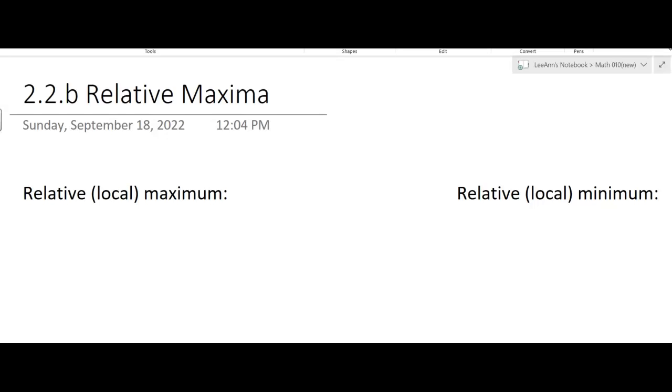Okay, so in the graph of a function, you could have what are called local minimums, local minima, or a local minimum, and a local maximum. You can have more than one, so the plural is maxima. Oh, I forgot to put relative maxima and minima. Sorry about that. Okay, so that means there's more than one.